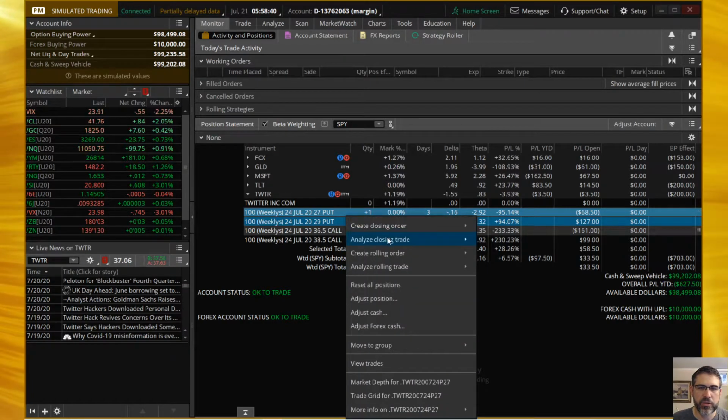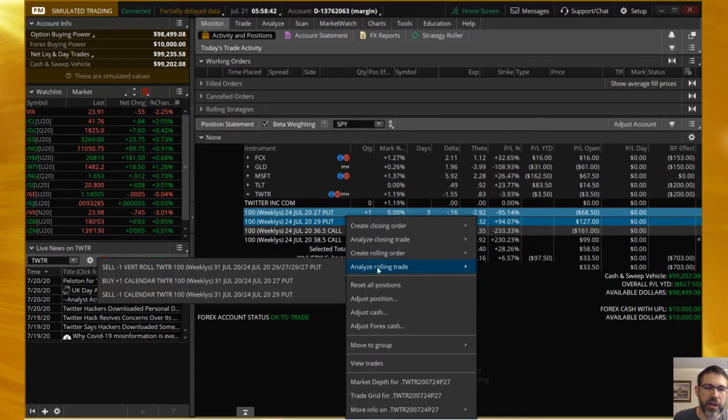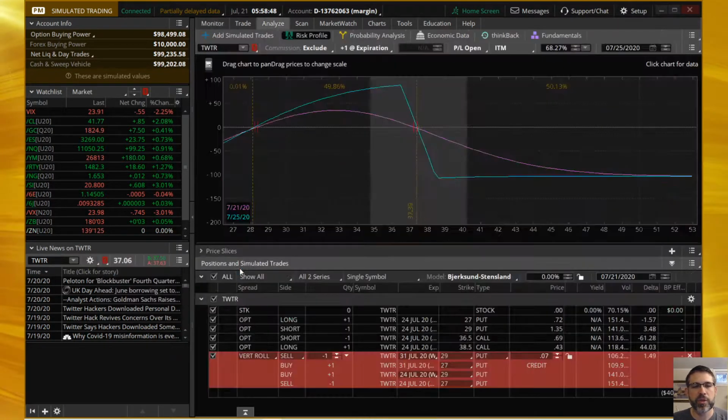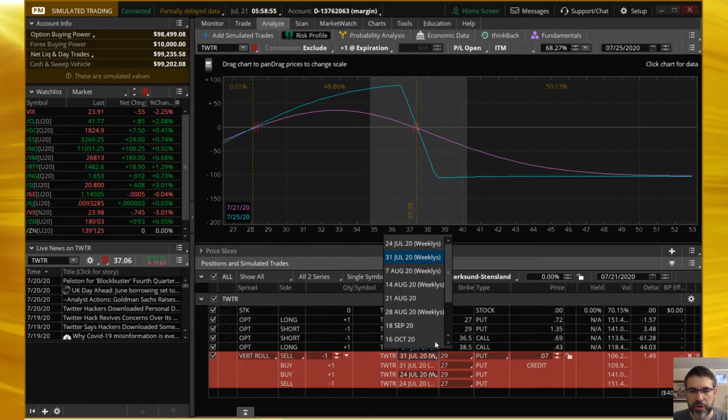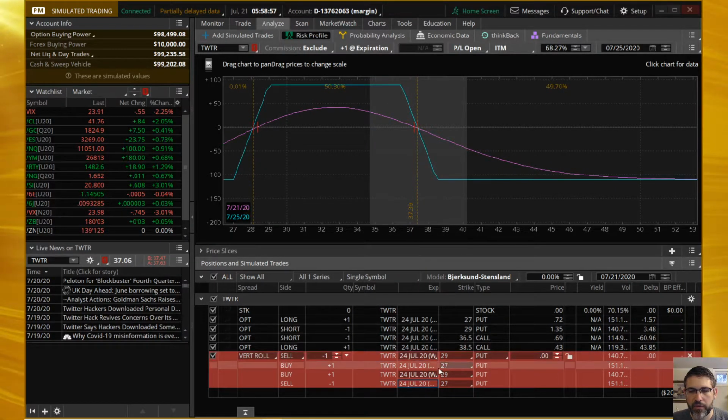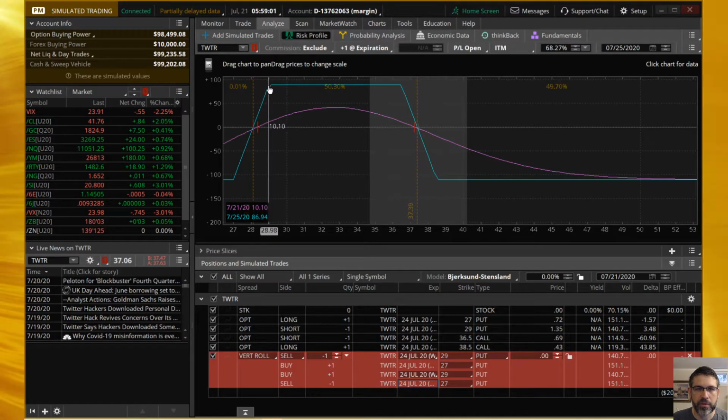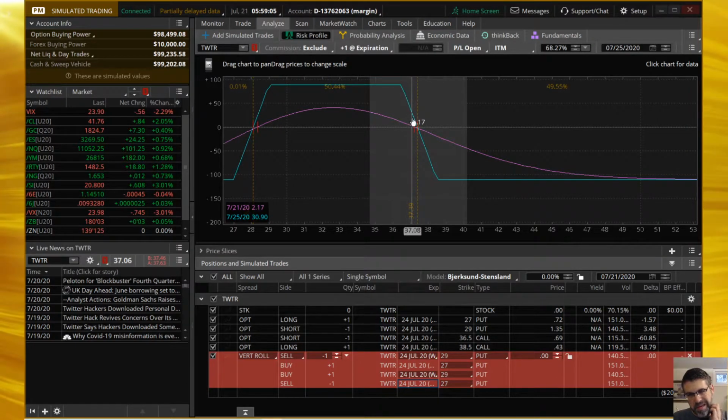I'm going to right click and choose Analyze Rolling Trade, and I want to sell this vertical roll Twitter here. What it's going to do is assume that you want to roll out in time, and that gives you this wonky graph here. I want to keep the same expiration. I only want to sell out for the remainder of the 3 days, but I want to roll my put vertical up to here, right? You'll see what I mean.